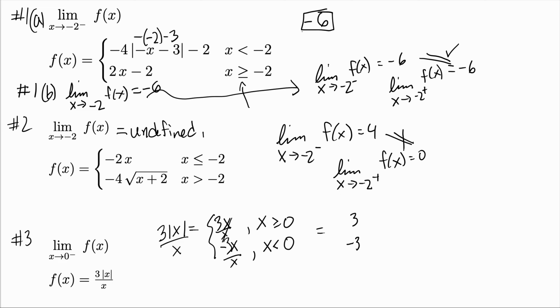-3, because the x's cancel there and there, when x is greater than or equal to 0, and when x is less than 0. Oh, okay. So that means the right-hand limit is 3, the left-hand limit is -3, and we're looking for the left-hand limit. Great. So this will be equal to -3. That would be the solution. Okay. So that's the solution for that one.